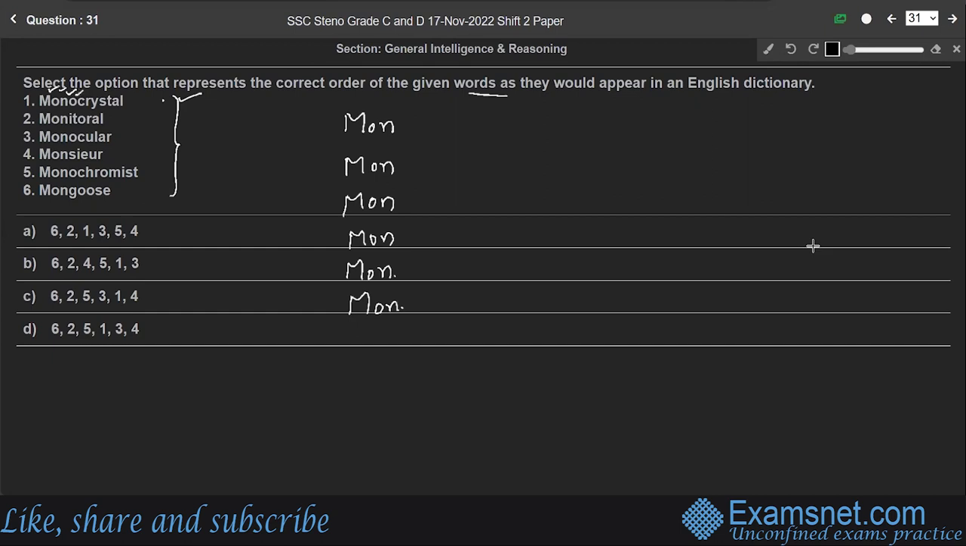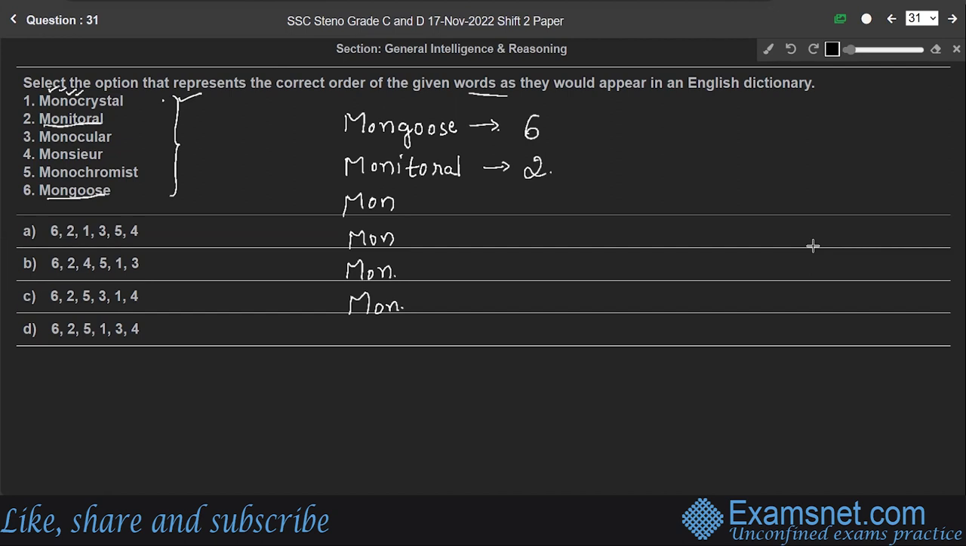We'll consider the fourth letter, right? So here, O, I, O, S, O and G, right? So M-O-N, G comes first, right? So fourth letter which comes first is G, therefore mongoose is the first word, right? According to the dictionary, mongoose comes first, which is sixth word according to the given question, right? So next comes the second one, monitorial, right? Because I comes after G, right? Therefore, monitorial. Therefore, second word comes after the sixth one, right? After monitorial.